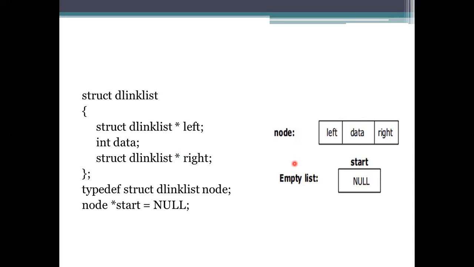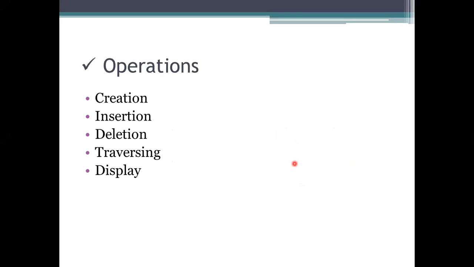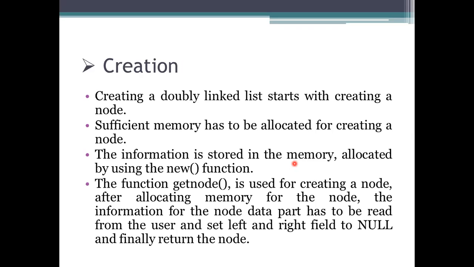Whenever we are creating a node, we call this linked list by using the new operator. It creates a node for the element you are storing, and it is connected to the previous node and the next node. The operations we are using for this doubly linked list are creation, insertion, deletion, traversing, and display.